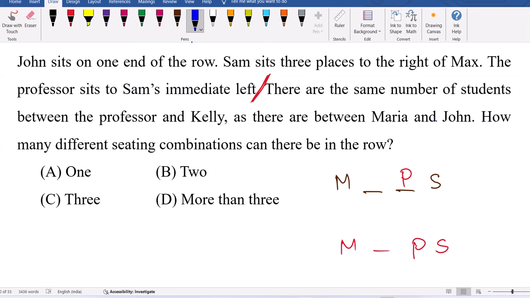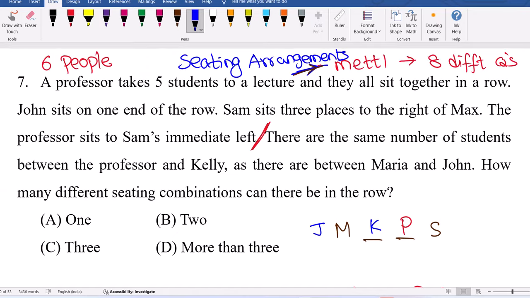Let us say between Mary and John, only 1 person, and between professor and Kaylee, 1 person. Or 0 people between professor and Kaylee, 0 people between Mary and John. Total 5 people are together. The professor takes 5 students to a lecture, then a total of 6 people is required. Who is that 6th person? John, Max, professor, Sam, Kaylee. Altogether it seems like 5, but as per the statement, a professor takes 5 students to a lecture and they all sit together. One more person's name is not there.